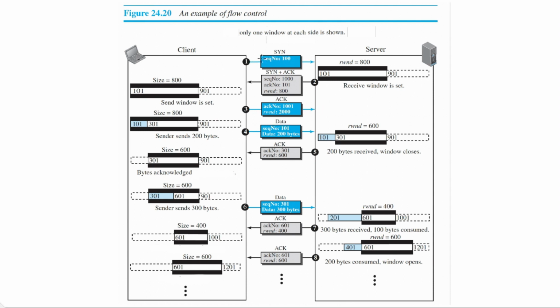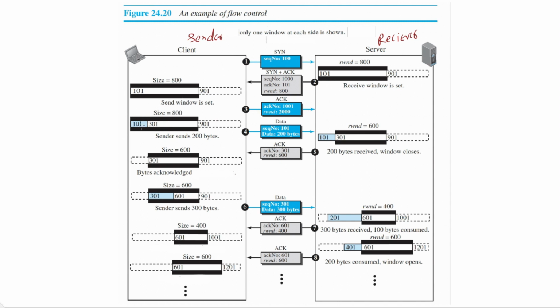Earlier, it will say that my initial sequence number is, let's suppose, 100. Then the server will say that my receiver window size is 800. So the server will advertise the receiver window size, which means that if you want to send me some data, then please use this. Upon receiving this, the sender will say okay, let me set my sender window size to be 800, because this is what the receiver wants me to set. Now the sender window size is set, and it will send the ACK.